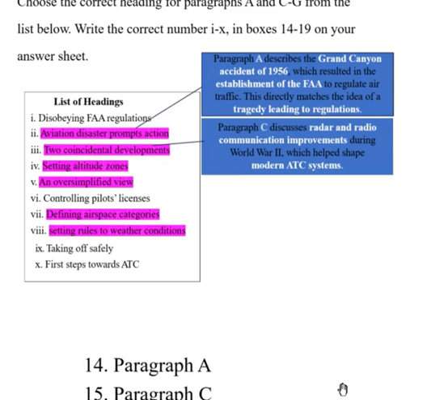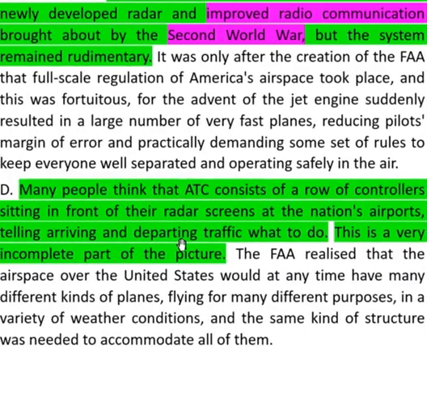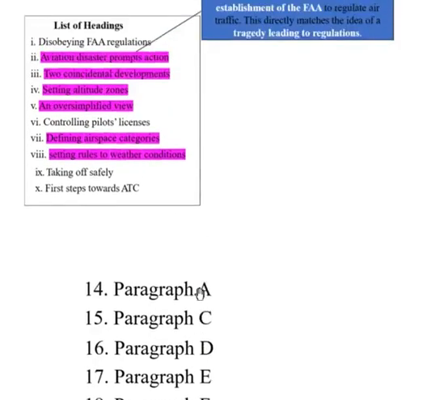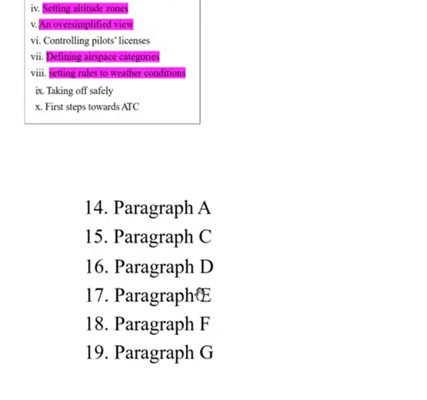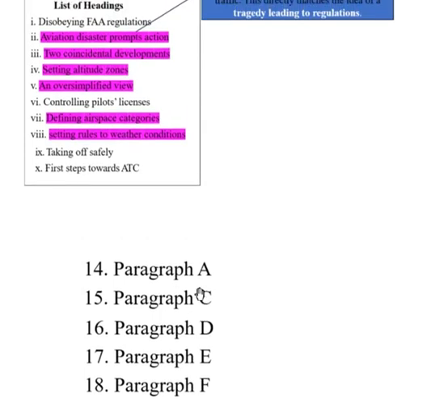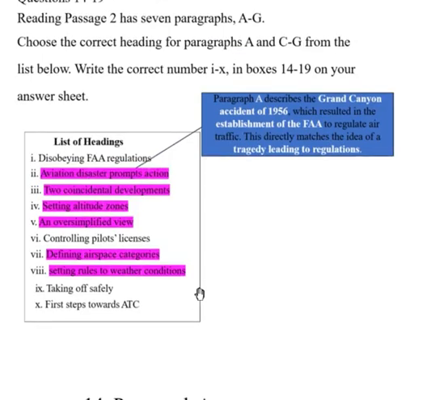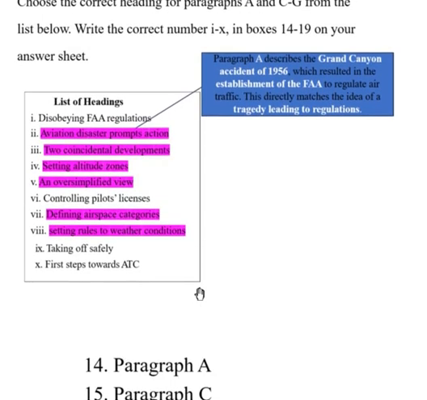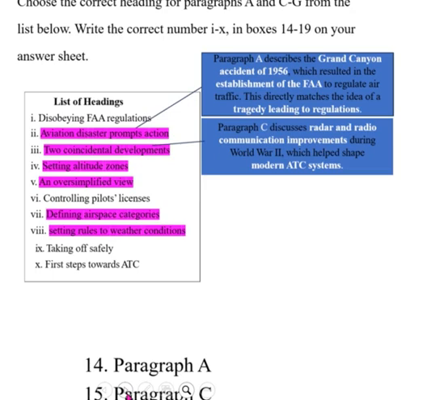Question number 16, which is paragraph D. We're going to read the first sentence too. One or two sentences there. Yes, look at the highlighted area. Many people think that ATC consists of a row of controllers sitting in front of their radar screens at the nation's airports, telling arriving and departing traffic what to do. This is a very incomplete part of the picture. Many people think that the ATC consists of a row of controllers, but that's not the case.